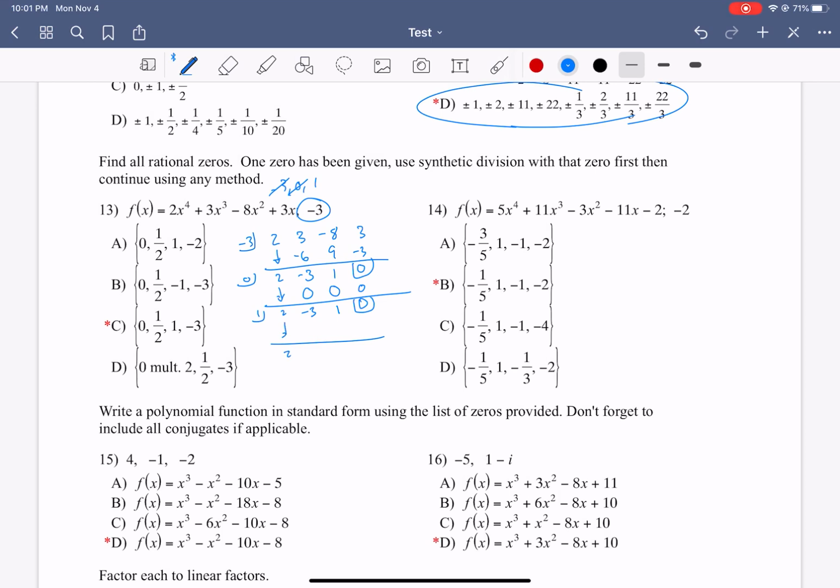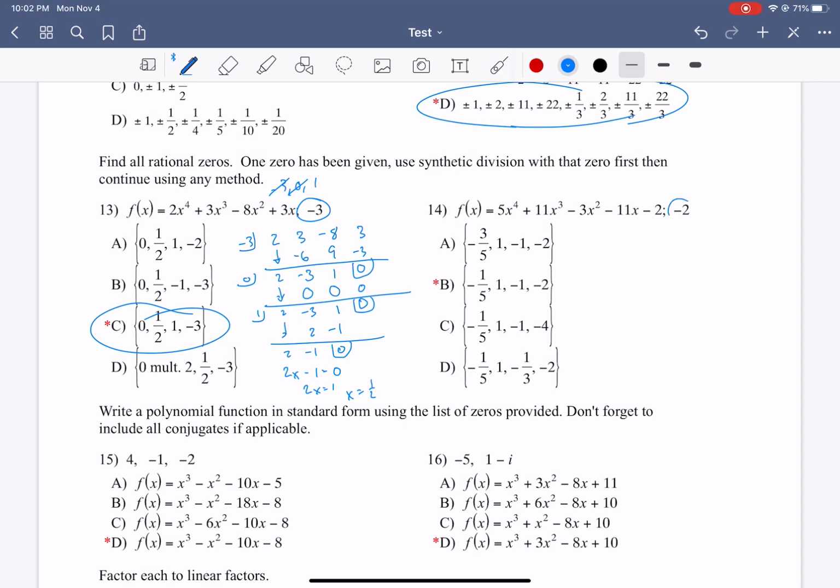Copy down the 2, we get 2 over here, add them together, negative 1, we get 0. So here that means we get 2x minus 1 equals 0. So we get 2x is equal to 1, so x is equal to 1/2. So that's our answer right there.